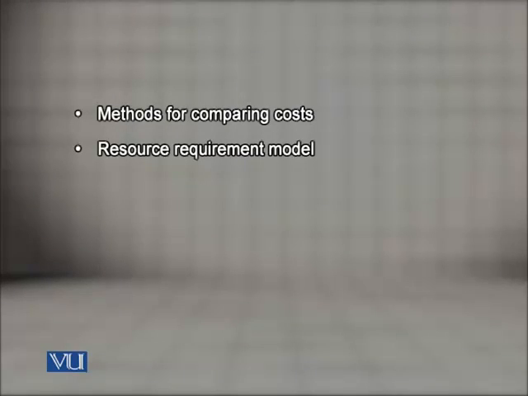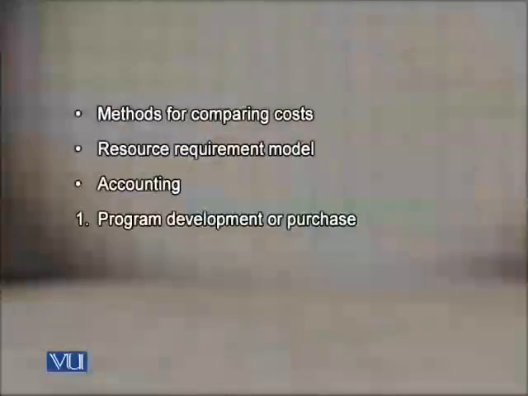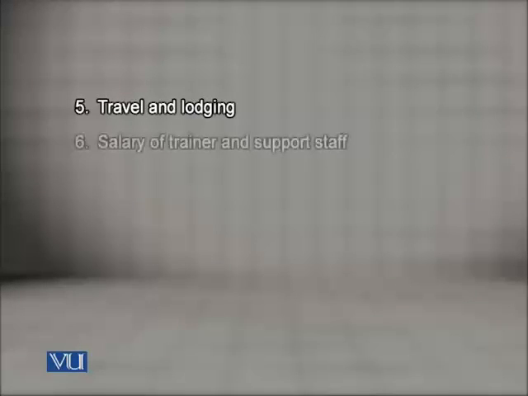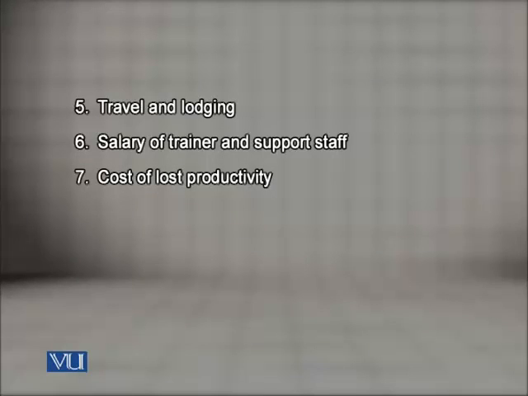But another, more customary method of evaluating costs is the accounting method. The accounting method is a method of determining costs in which accounting principles are used to determine the costs of the training program. There are 7 categories in which costs are allocated: program development or purchase, instructional material for trainers and trainees, equipment and hardware, facilities, travel and lodging, salary of trainer and support staff, and cost of lost productivity. Then these costs are divided into indirect and direct costs. Indirect costs are those which cannot be allocated to a specific training program, whereas direct costs are those which can be directly allocated to a particular training program.